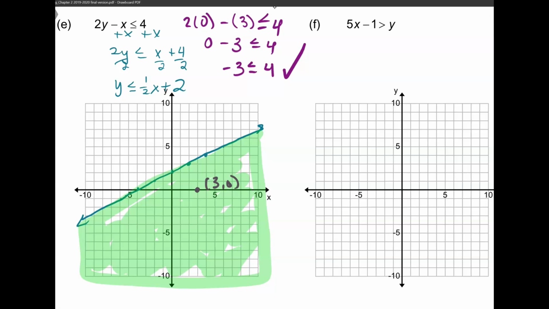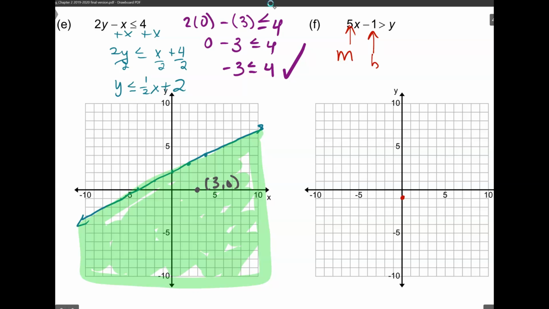5x minus 1 is greater than y. It's in slope-intercept form already. Blessed. Solid or dash line? Dash, because it's just a regular greater than. Okay, because there's no equal to. All right, where is my y-intercept? Negative 1. What is my slope?